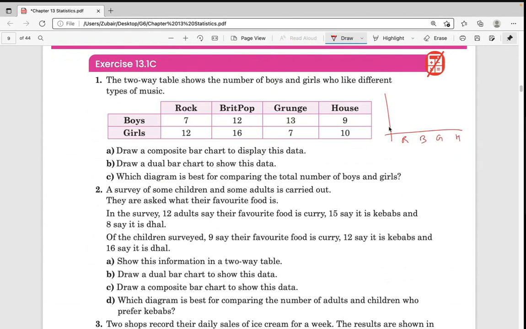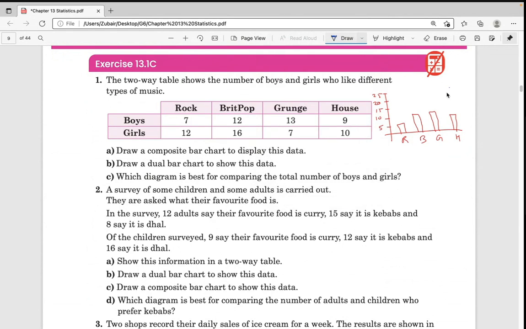So let me mark a scale 5, 10, 15, 20, 25. So let's say this is 7 and 12. So first one till 7. I'm drawing for boys only. I will change the color for girls. And then we have 12. So just with an idea on graph paper, that would be much more accurate. And then 13. And lastly, 9 just below 10.